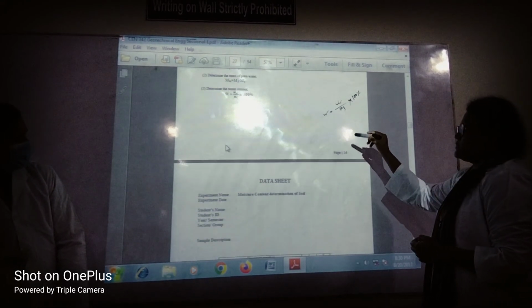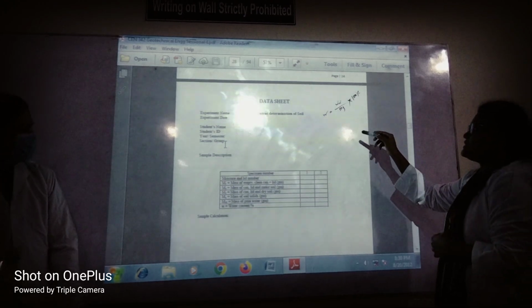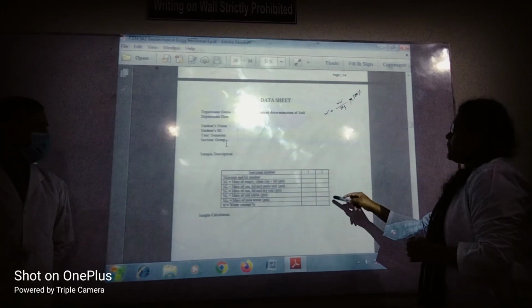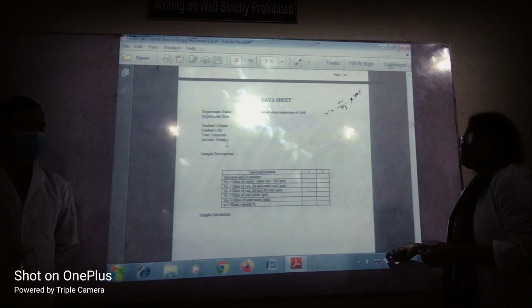Then from the data analysis, we put the values on the data sheet, and our data sheet will be complete.